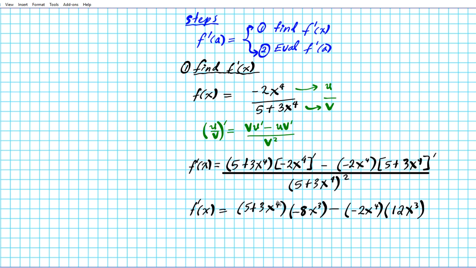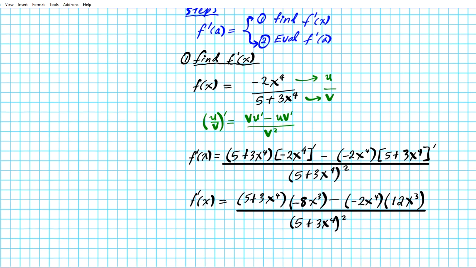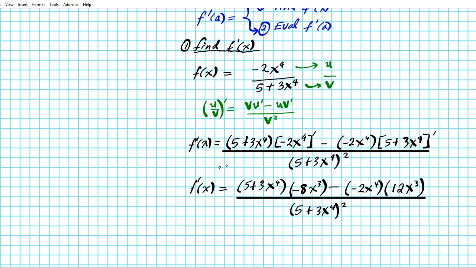Alright, so that's vu prime minus uv prime, divide the entire thing by the denominator squared. Now, one thing to keep in mind for the AP exam is that when you are evaluating the derivative at a point, you do not have to waste your time simplifying completely. In this particular case, we're evaluating this function at x equals 0, so we don't have to simplify. We can just plug in 0, and that will be easier to compute.